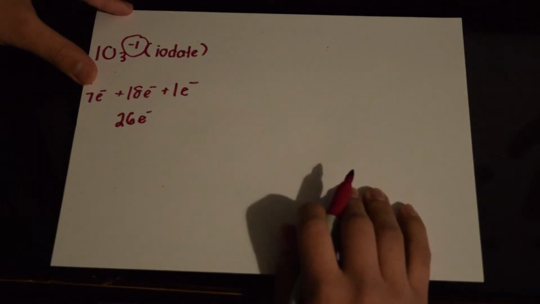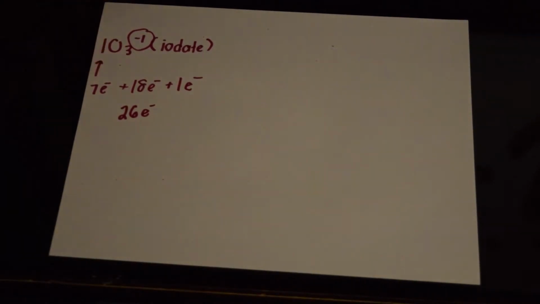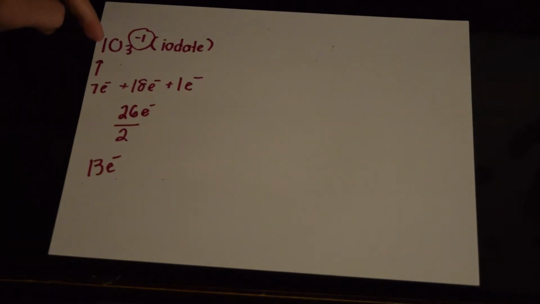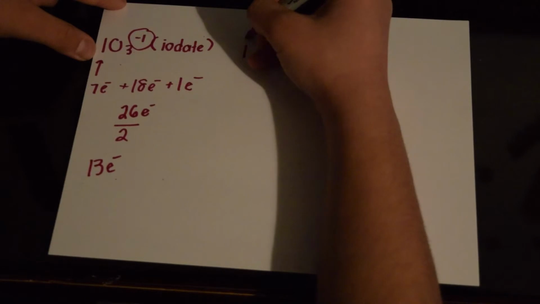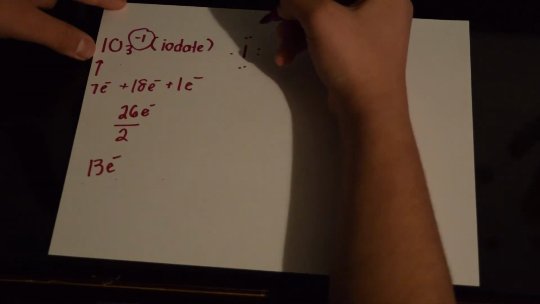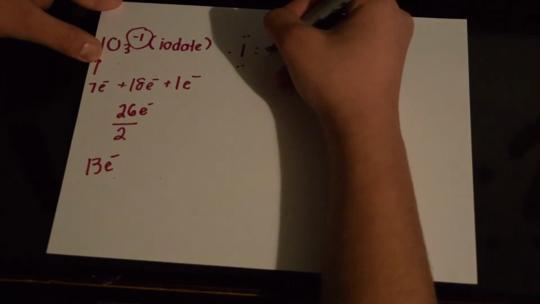By doing that, we should continue to determine the number of bonds that this given Lewis structure will have. So let's divide this number by 2. That'll give us 13. Next, let's determine how many unshared pairs iodine has. Iodine has 7, so the number of unshared pairs is 1, 2, 3. So there are 3 there.